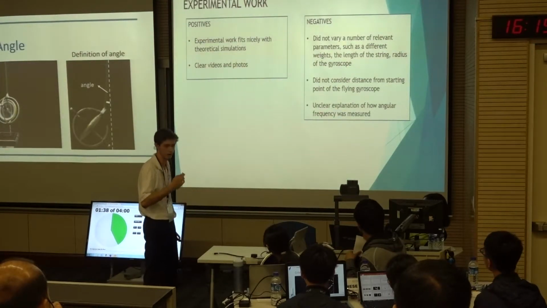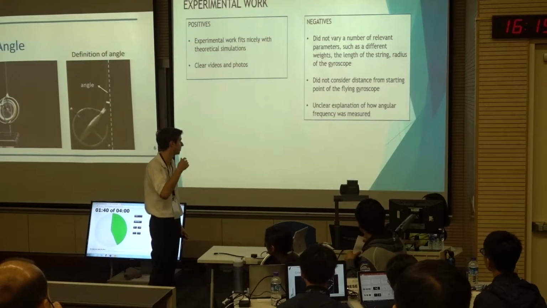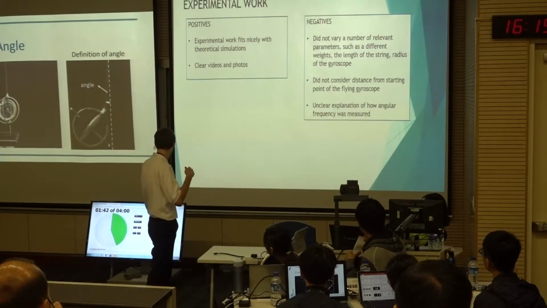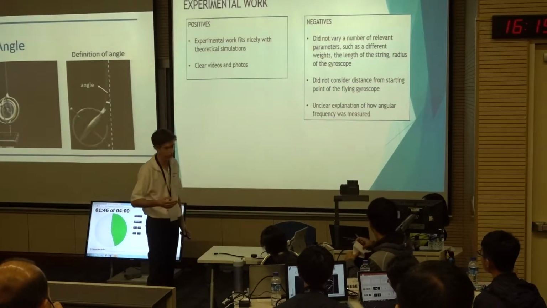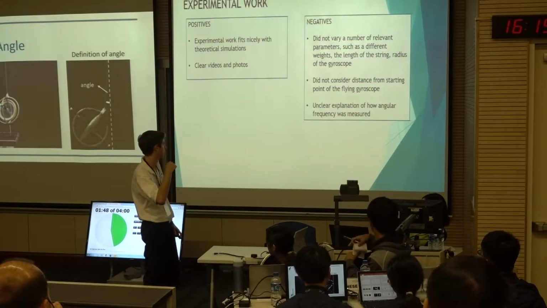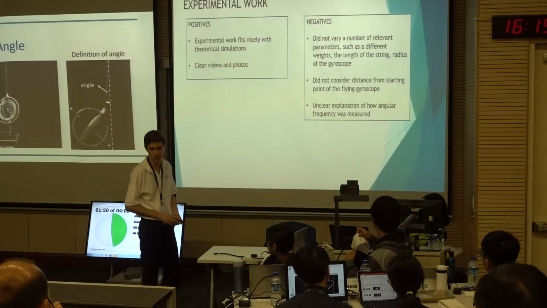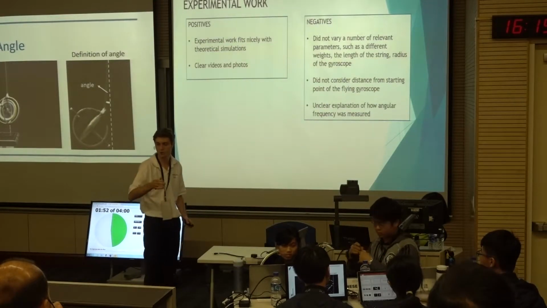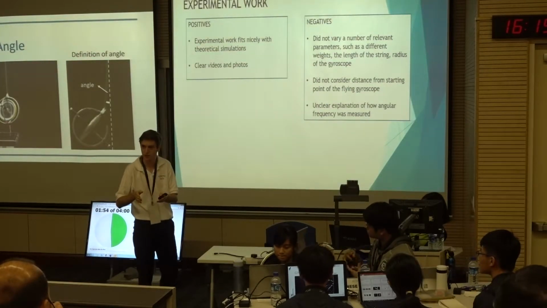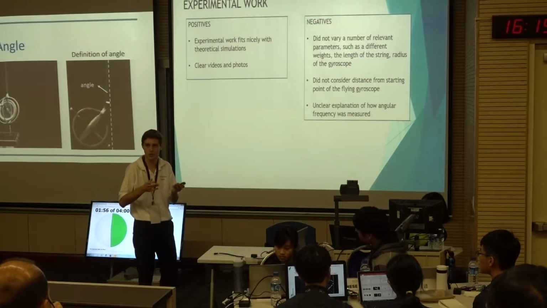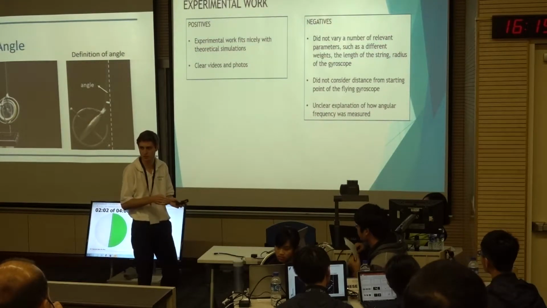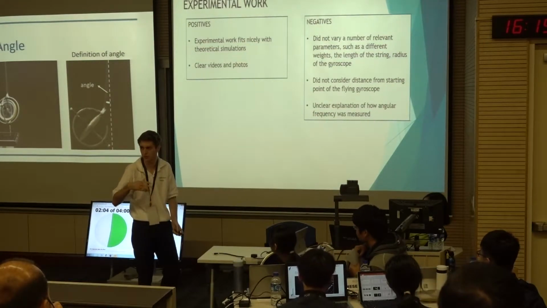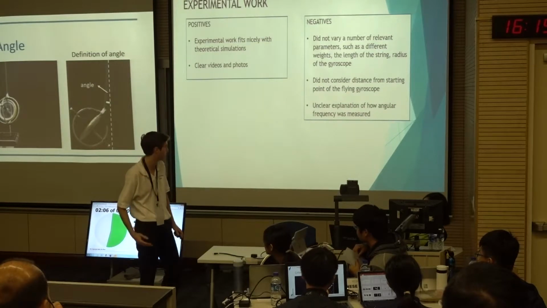But he did not vary a few relevant parameters, like the weight of the wheel, the length of the string, the radius of the gyroscope, the elasticity of the string, and he did not consider the distance from the starting point of the flying gyroscope. When you're investigating motion, as this problem states, he has done very little investigation on the motion of the gyroscope. So I think that was a real flaw in his presentation: he did not consider the motion of the gyroscope in full detail. He only considered parts of the motion.